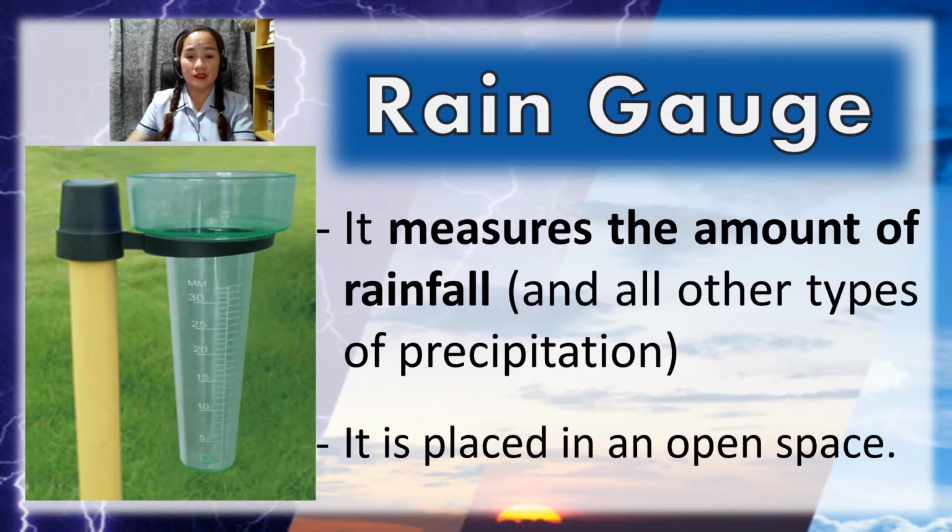The next tool is the rain gauge. It measures the amount of rainfall and all other types of precipitation. It is placed in an open area. It is an instrument used by meteorologists and hydrologists to gather and measure the amount of liquid precipitation over an area in a predefined period of time. Predefined means you give a time, so 1 week, 2 weeks, 1 month. So, a predefined period of time.